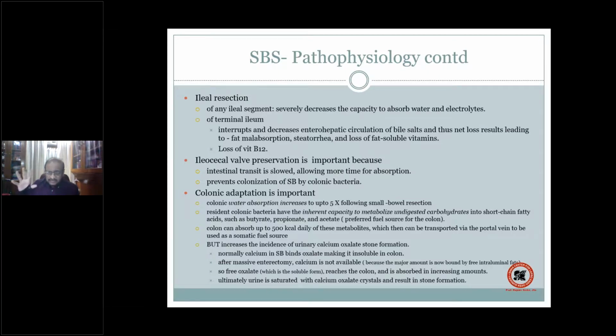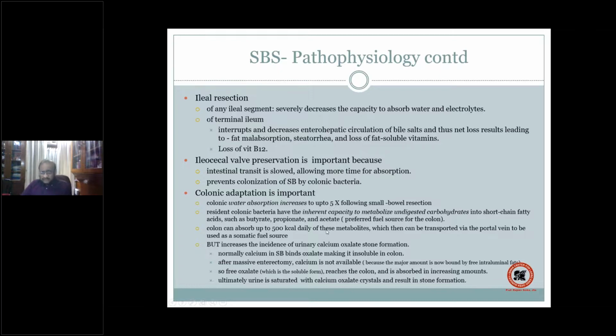So they will supply the fuel source to the colon endothelium. So that is the second thing which adapted. Number three, the colon can absorb 500 kilocalories daily from these metabolites, which can then be transported by the portal vein to be used as somatic fuel source by the body in general.